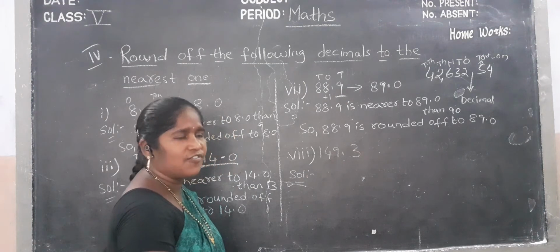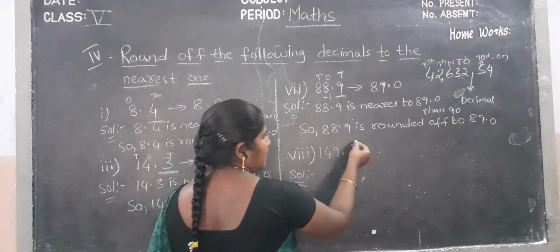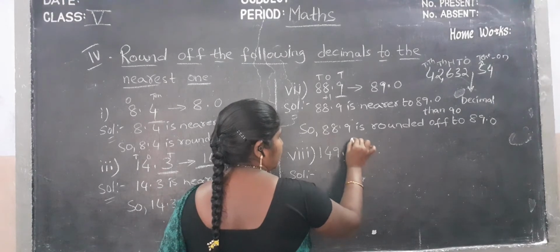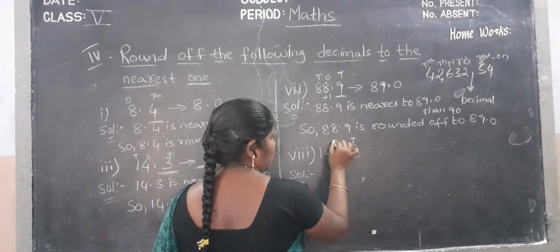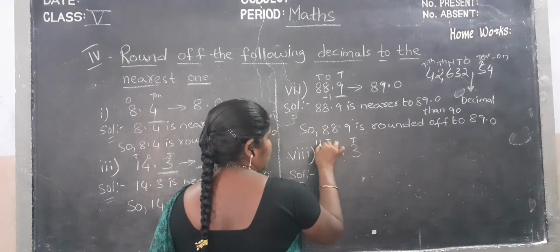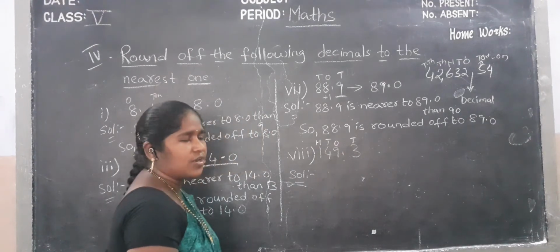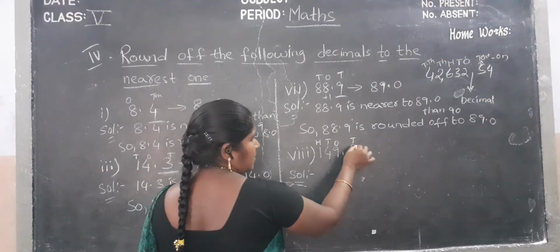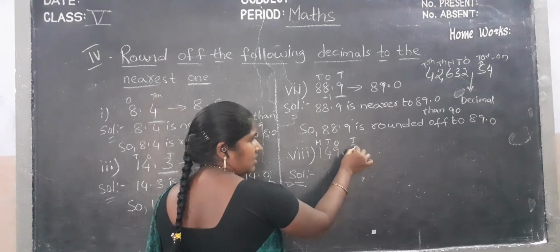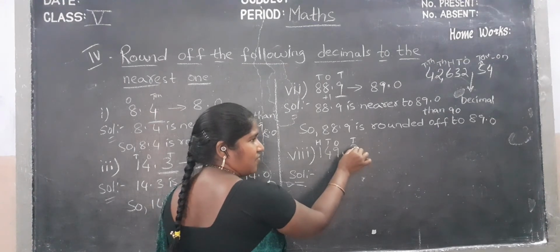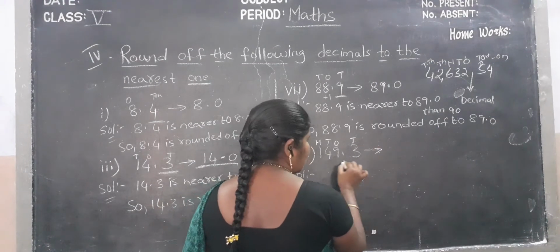Next one, see children, what is the given number? 149.3. After the decimal point, this one is tenths place. Before the decimal, this one is ones, this one is tens, and this one is hundreds. So 149.3. After the decimal, the tenths place value is 3. 3 is less than 5. Less than 5 means how to write this one, children?